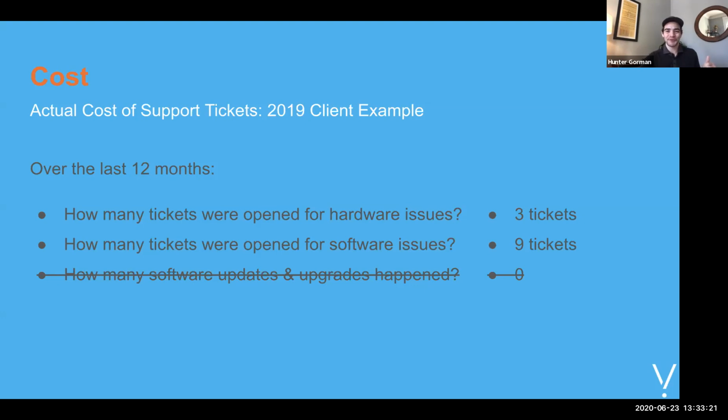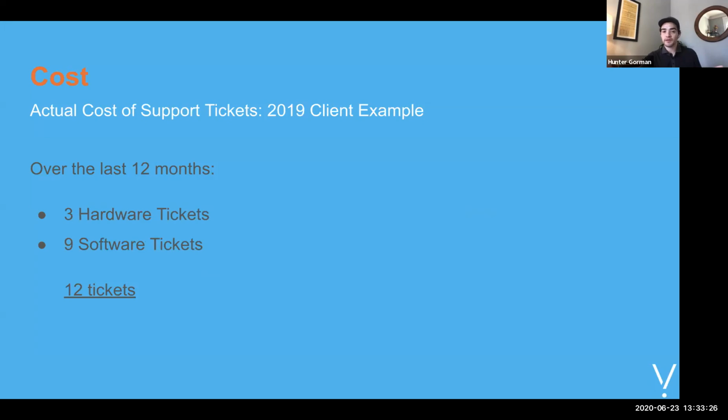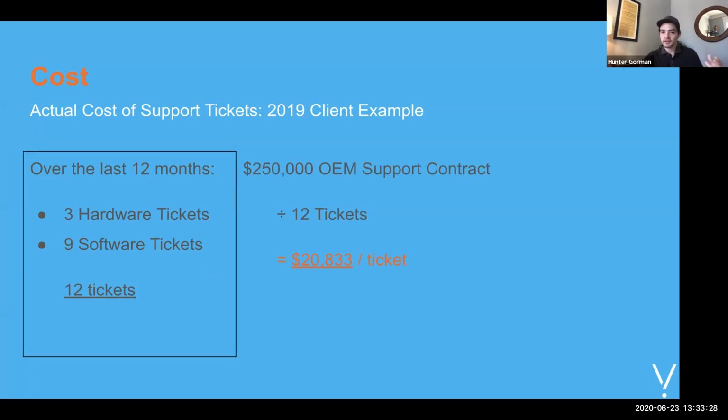So we'll consider 12 tickets over 12 months. And for this example, the total support cost for this build was about $250,000. So if you take that and just do very simple math, divided by 12 tickets, you can see the cost of those tickets was about $21K. And again, you've got to ask yourself, is that cost actually equivalent to the value that I'm receiving from that support ticket? Maybe not.